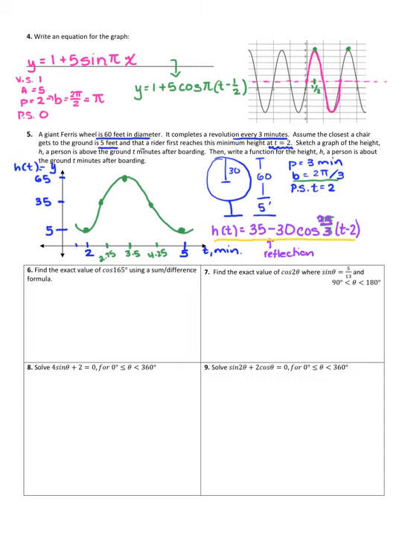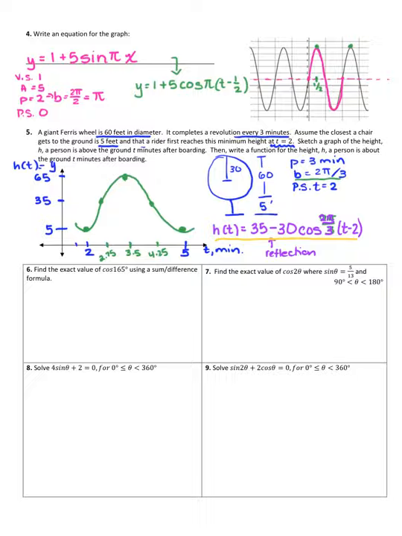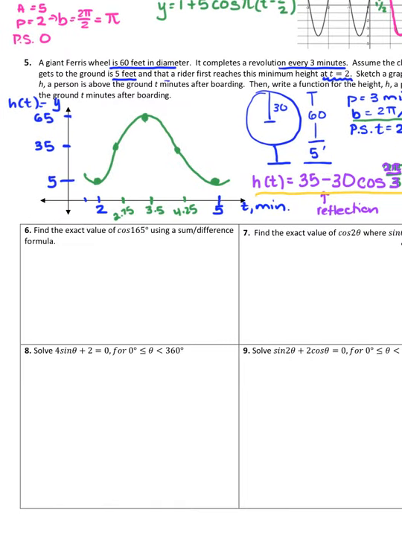All right, now on to using some of our identities. So this one says, find the exact value of cosine 165 using a sum or difference. So I know that cosine 165, and again, there's many different ways to do this, I'm going to choose 120 degrees plus 45 degrees, because that adds up to 165. So then you might want to get out your notes for cosine a plus b. This is a, this is b. This will be cosine 120 times the cosine of 45 minus sine of 120 times the sine of 45.